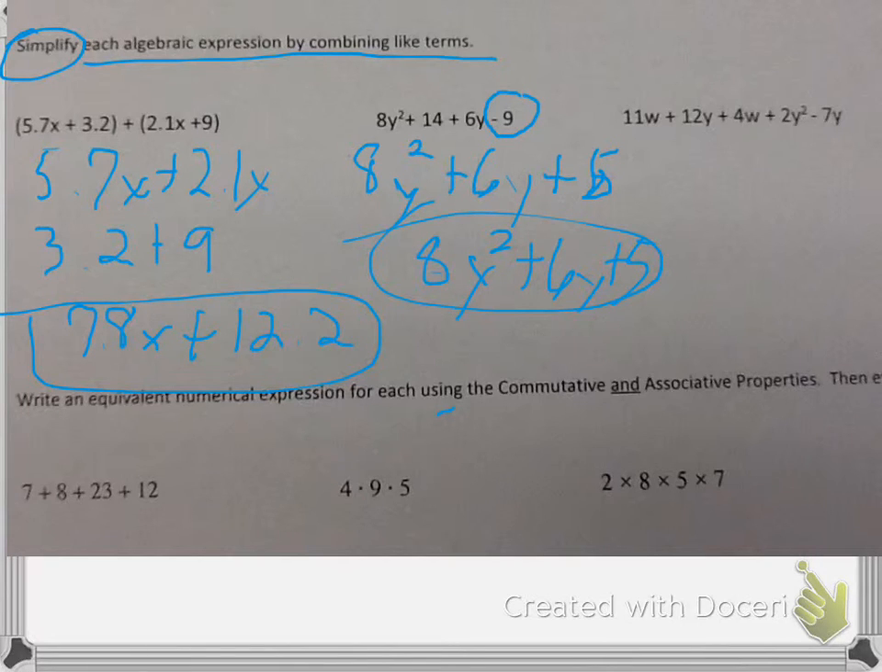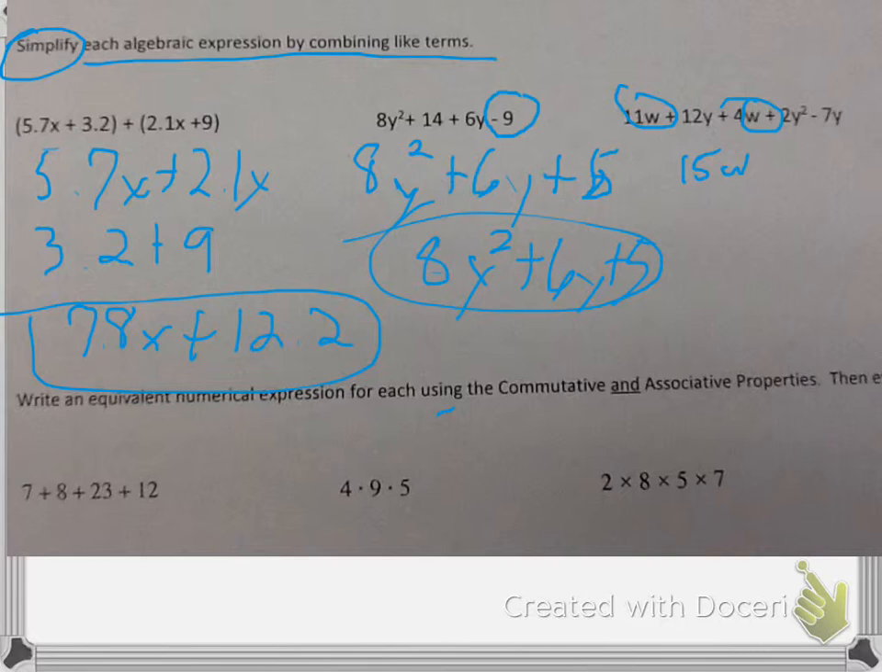Then the last one, and probably the most complicated one. But again, I look at what I first can combine. I can combine 11w with 4w. And the addition symbol before tells me that I need to add. So I have 15w, and then I have 12y, and then I have plus y squared. So plus y squared, I can't combine those because they're raised to a different power. Y squared is a different thing than y.